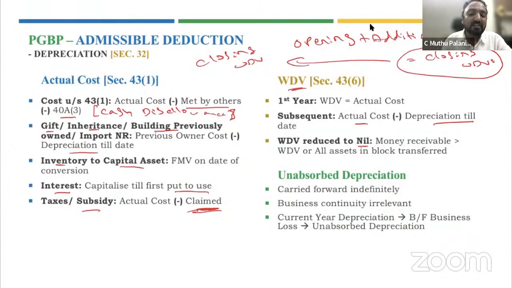Whatever is negative will be treated as your profit. So opening WDV will be treated as nil. When your closing WDV is negative, it will be treated as nil. So when does that happen? When money receivable is greater than WDV, or all the assets in the block are transferred. So when the WDV is negative or when there are no assets in the block, in these two situations, your WDV will be treated as nil.